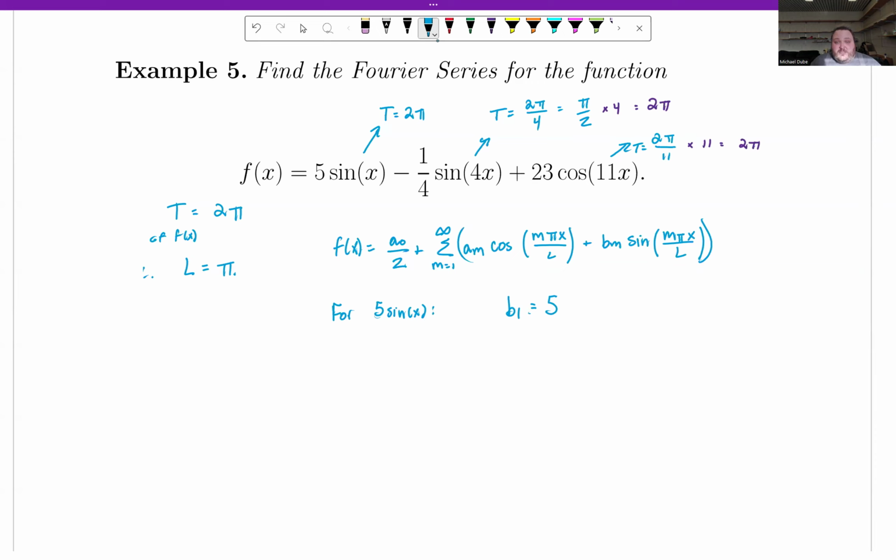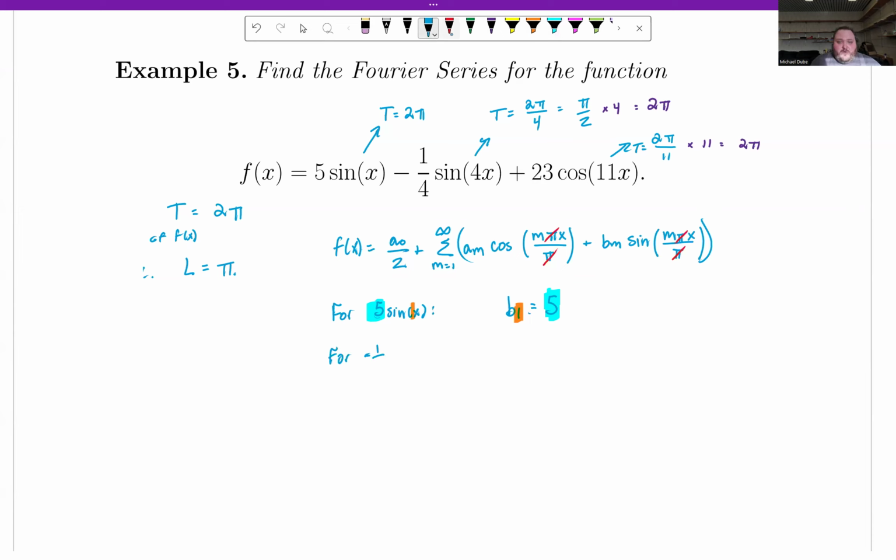But L is pi. So let me actually replace this and simplify this quite a bit. L is pi, L is pi. Eliminations. Okay, good. And so that means in order for us to have the term 5 sine x, we need a coefficient of 5, and we need what's inside sine to just be x. So that means m has to be 1. So b1 equals 5. And that will give us 5 sine x.